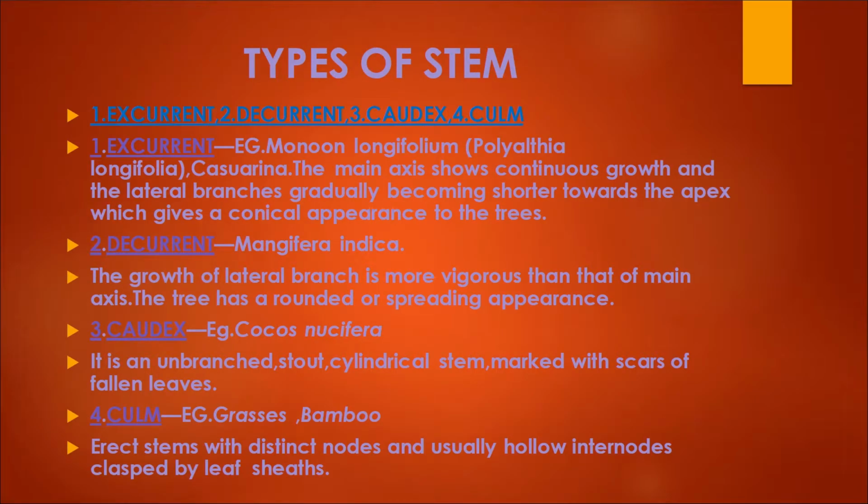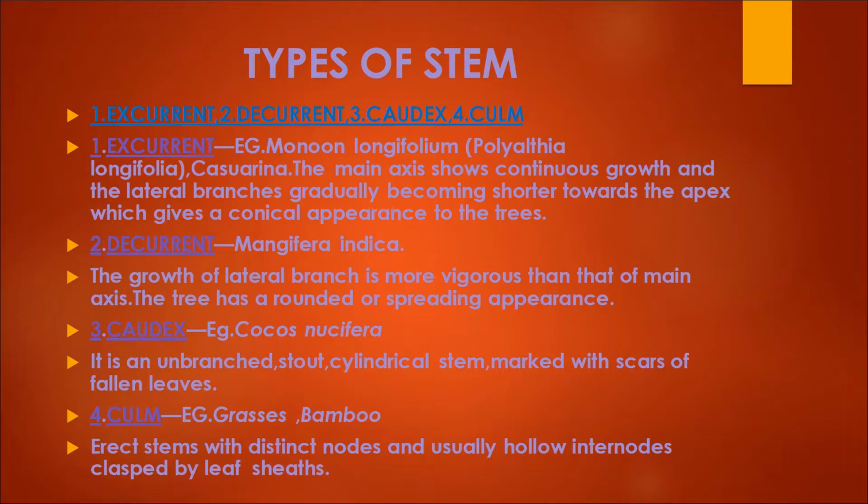Now types of stem. What are the different types of stem? Excurrent, decurrent, caudex and culm. Excurrent, example Polyalthea and Casuarina. The main stem grows continuously and the lateral branches gradually become shorter towards the apex and it gives a conical appearance to the trees. Then it is called excurrent.